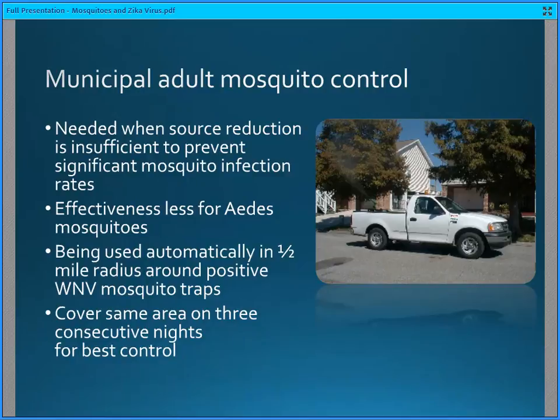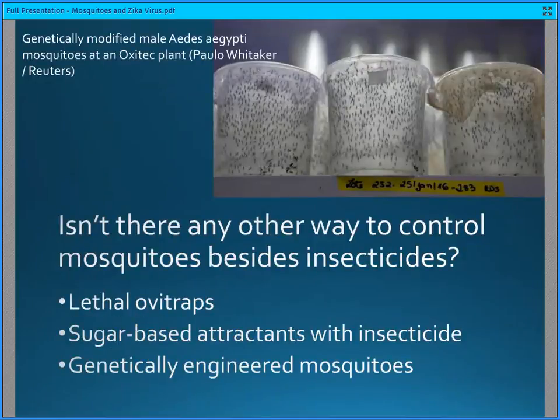In Texas, if we have a positive mosquito pool in an area that shows that West Nile virus is present, trucks will go out and automatically treat a half-mile radius around that positive find, and do that for 3 nights in a row. And that is one accepted method of suppressing mosquitoes during a disease outbreak.